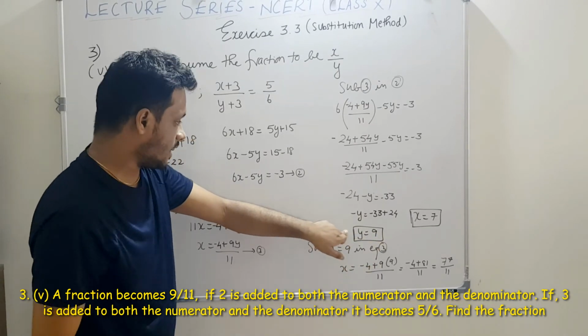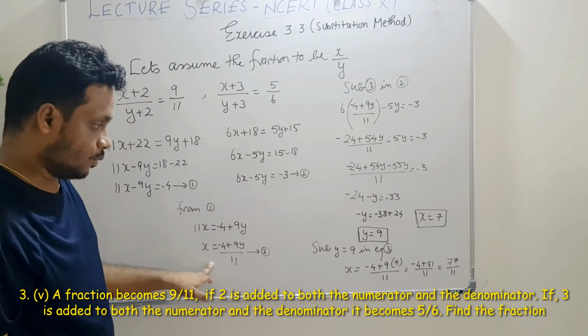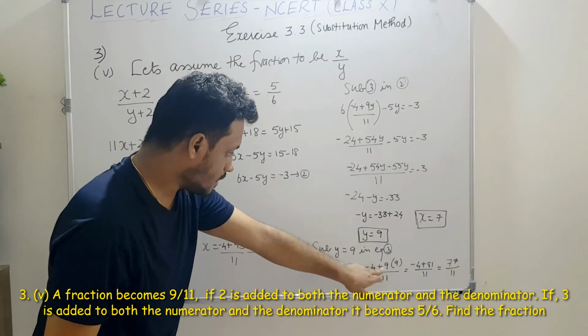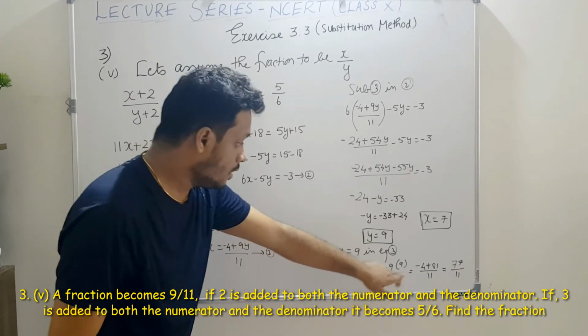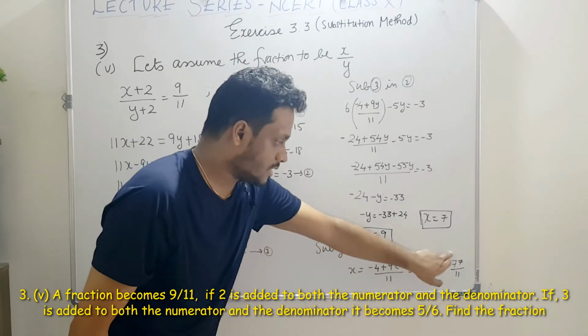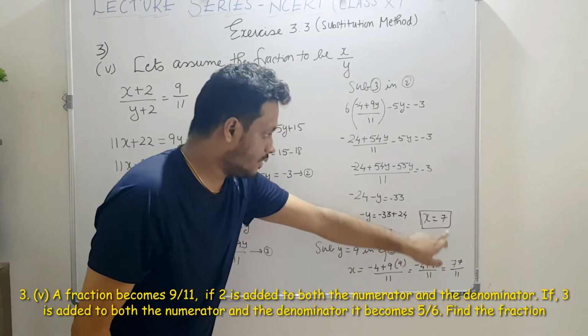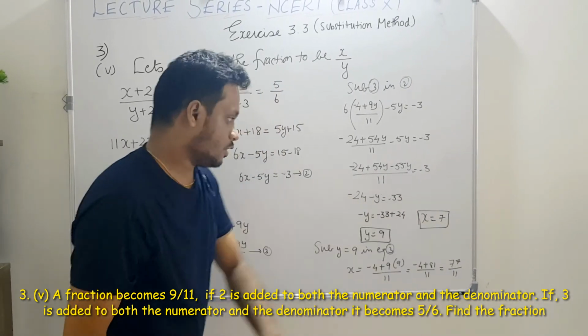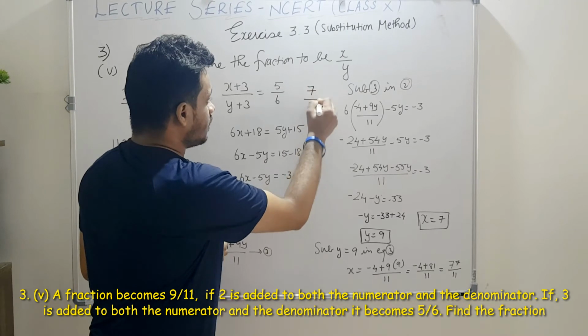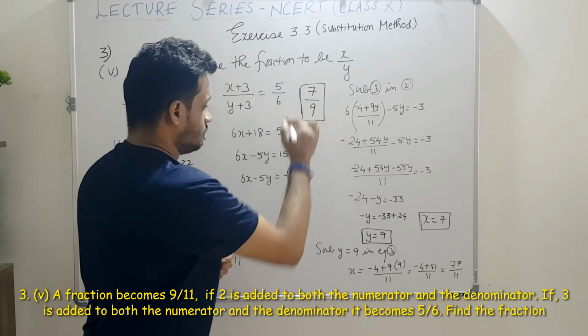Once I got y as 9, I substitute this y equal to 9 in the third equation. So I get minus 4 plus 9 into 9 divided by 11. Minus 4 plus 81 by 11, which is 77 by 11. 77 by 11 is nothing but x is equal to 7. Therefore the fraction would be 7 by 9. That is the required fraction.